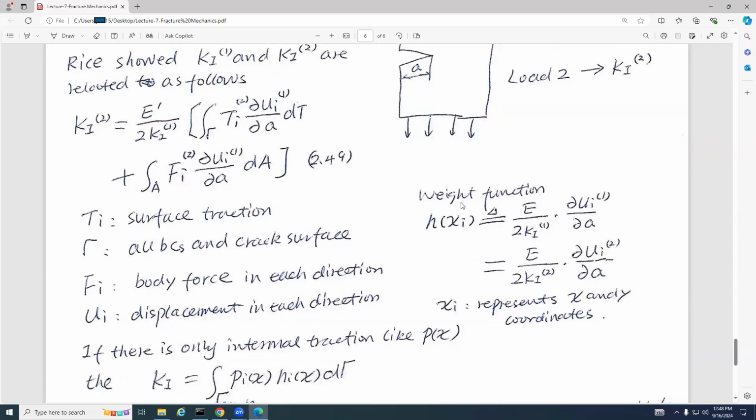So here, there is a weight function. The weight function is defined as Young's modulus over 2Ki1 times dUi1 and dA. This superscript 1 means the displacement or the Ki for the first loading condition. So it equals this one also. This xi represents x and y coordinates. X1 means x, x2 means y.